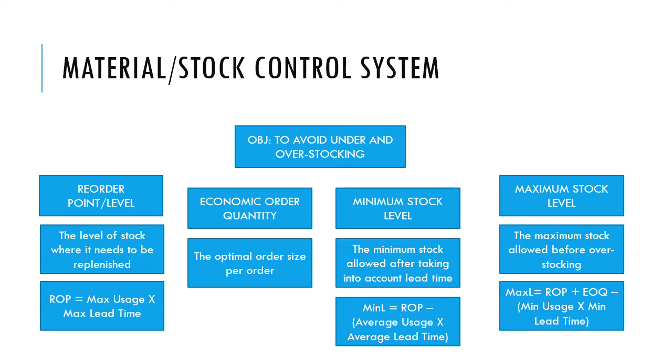So how do we calculate minimum stock level? So this is the formula. Minimum stock level equals reorder point minus the average usage times the average lead time. The next one we need to calculate is the maximum stock level. Maximum stock level is the maximum level allowed before overstocking happens. So maximum level is calculated by reorder point plus EOQ or order size, whichever is applicable to the question, minus minimum usage times the minimum lead time.